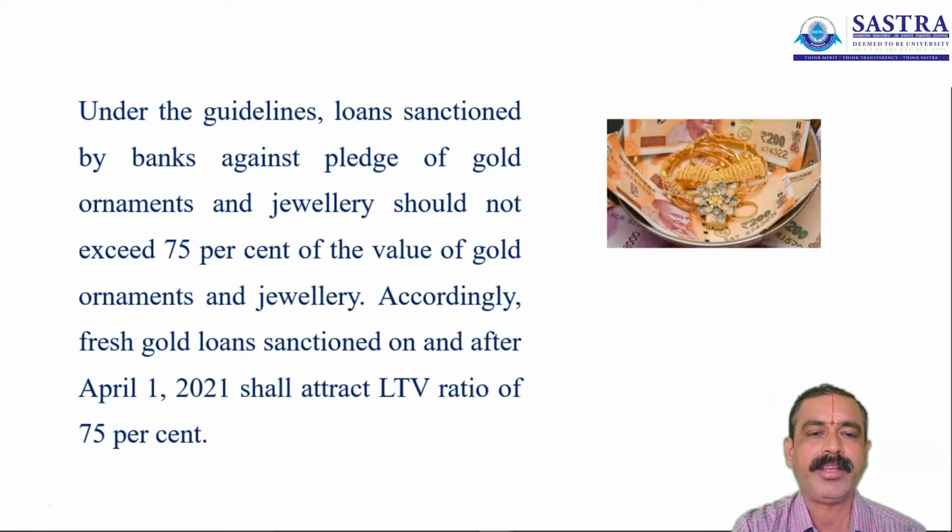Loans sanctioned by banks against the pledge of gold ornaments and jewelry should not exceed 75% of the value of the gold ornaments and jewelry. Suppose they apply for a loan of 10 lakh rupees with gold ornaments pledged; that should be evaluated and 75% of the value allowed. If you valued the gold ornaments at 12 lakhs, 75% may be allowed as advancement, that means 9 lakhs, not more. Accordingly, fresh gold loans sanctioned on and after April 1, 2021 shall attract an LTV ratio of 75%. These are the conditions under which gold ornaments are taken as collateral security and advances are made by the banker.